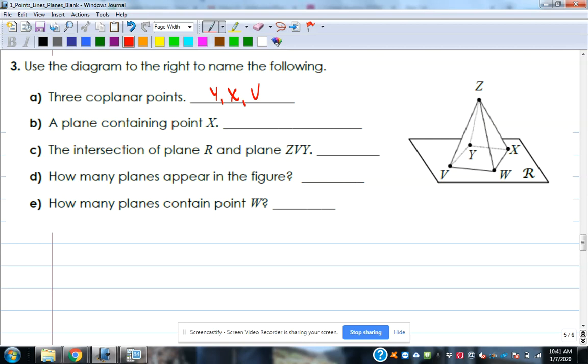All right. B says a plane containing point X. So several options. I think the most obvious option is what? Plane R. That's the most obvious one because X is on that plane. The intersection of plane R and plane ZVY. Line VY.